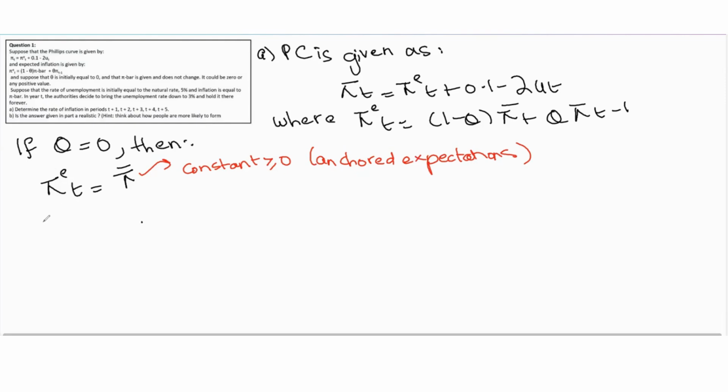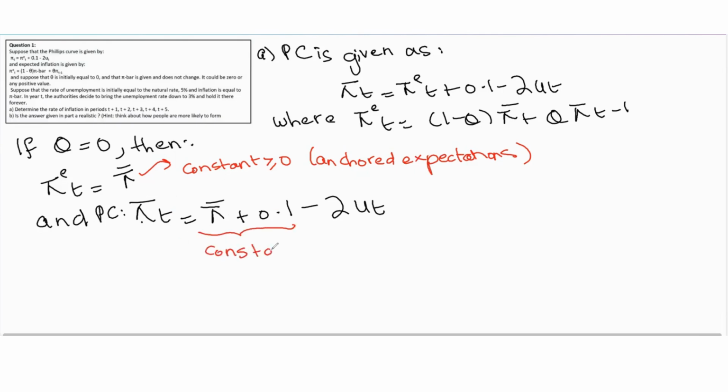So if theta is equal to 0, then we know we have anchored expectations, and then we can write our Phillips curve equation as this. Our PC is given to us as pi t is equal to pi bar plus 0.1 minus 2 u t. Now this pi bar plus 0.1 is just a constant. And this is what we have as the original Phillips curve, which we know is a trade-off between inflation and unemployment because this term is just a constant now. So this is the original PC.